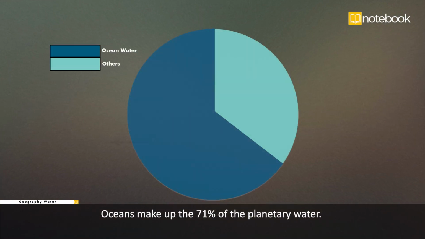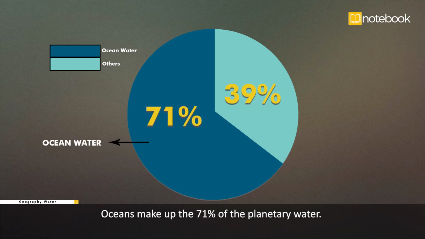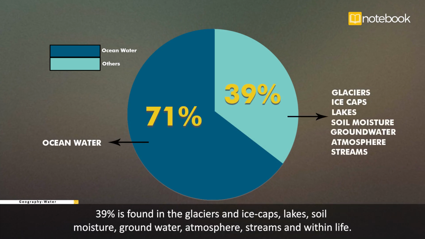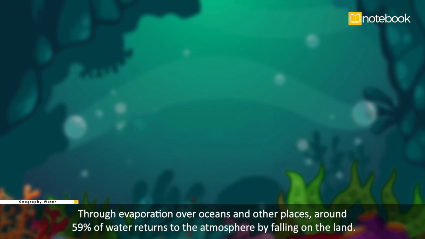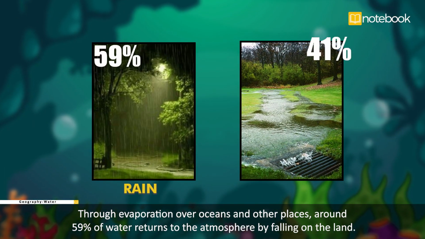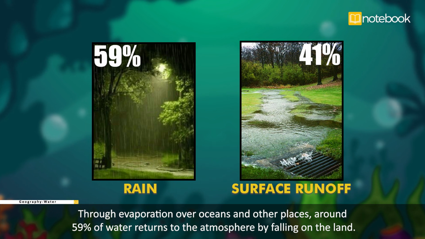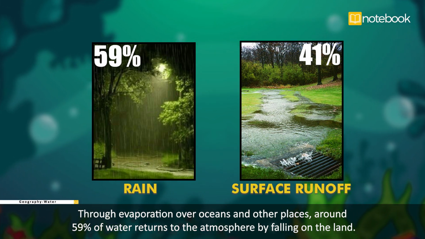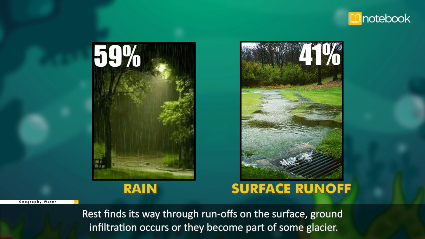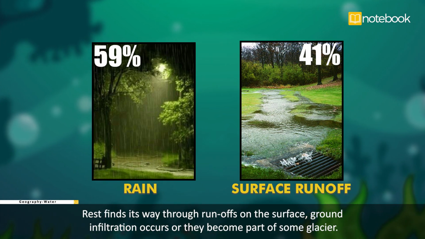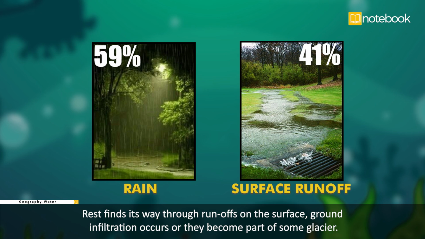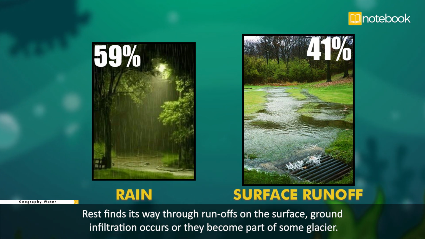Oceans make up 71% of the planetary water. 39% is found in the glaciers and ice caps, lakes, soil moisture, groundwater, atmosphere, streams and within life. Through evaporation over oceans and other places, around 59% of water returns to the atmosphere by falling on the land. The rest finds its way through runoffs on the surface. Ground infiltration occurs or they become part of some glacier.